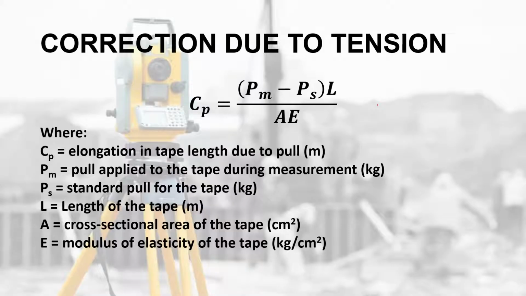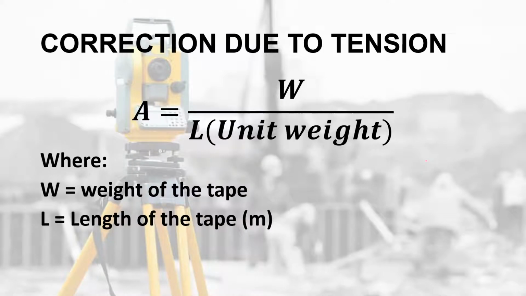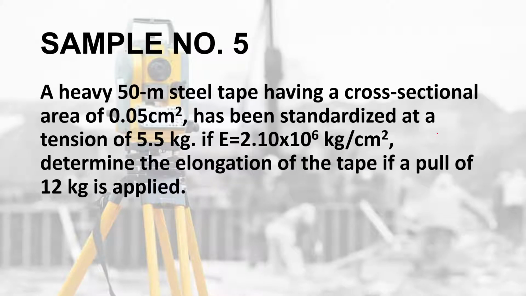Isabay na rin natin or calculate natin yung area. So, ayan. Parang average lang siya: weight of the tape divided by the length of the tape. So, ganun na lang. So, sample number 5.